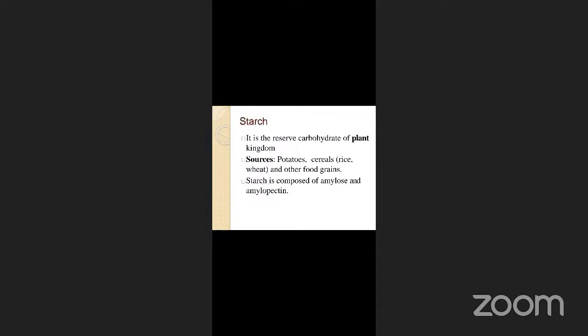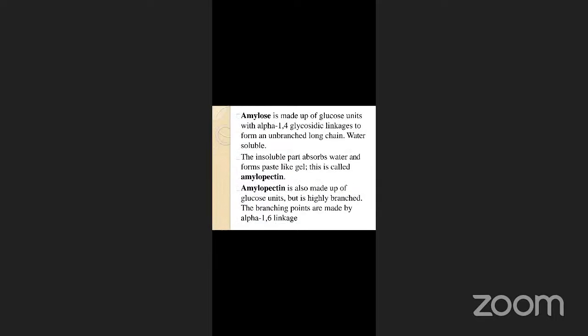Starch has amylose and amylopectin. This is how the structure of amylose and amylopectin looks. Amylopectin is branched, amylose is unbranched. Amylose is made up of glucose subunits in an unbranched long chain. They absorb water and form a gel. Amylopectin also has glucose molecules, but at the branching point there is an alpha 1,6 linkage.